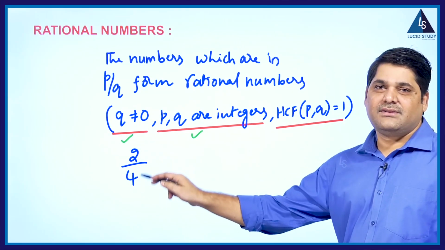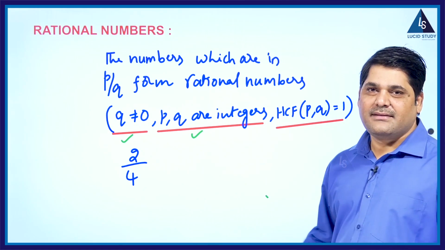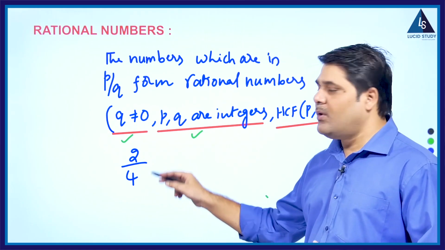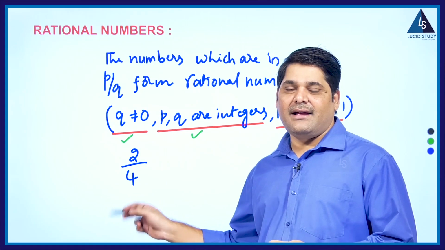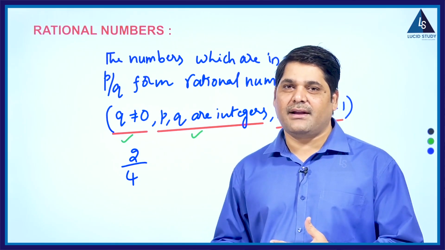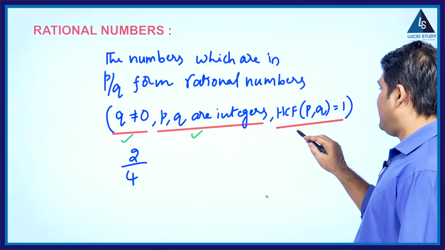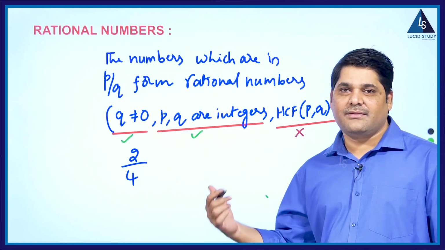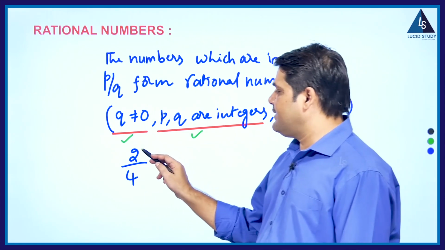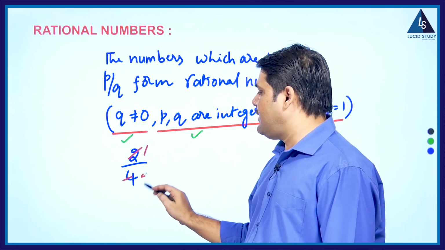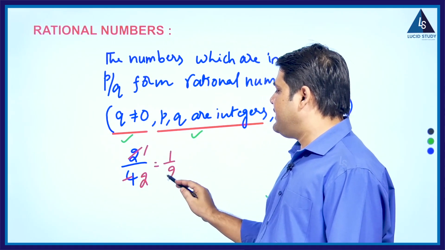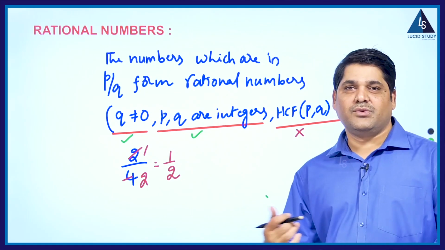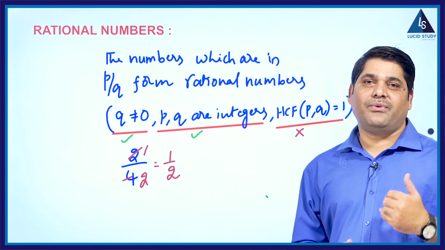And the last condition, HCF of p and q should be 1. That means this should be in simplest form. Is that in simplest form? No, right? 2 by 4 you can cancel with 2: 2 ones are 2, 2 twos are 4. So this condition fails. So this is not a rational number. When will this be a rational number? If you write this in simplest form, 2 ones are 2, 2 twos are 4, so 1 by 2 is a rational number. Then what is 2 by 4? 2 by 4 is a fraction.